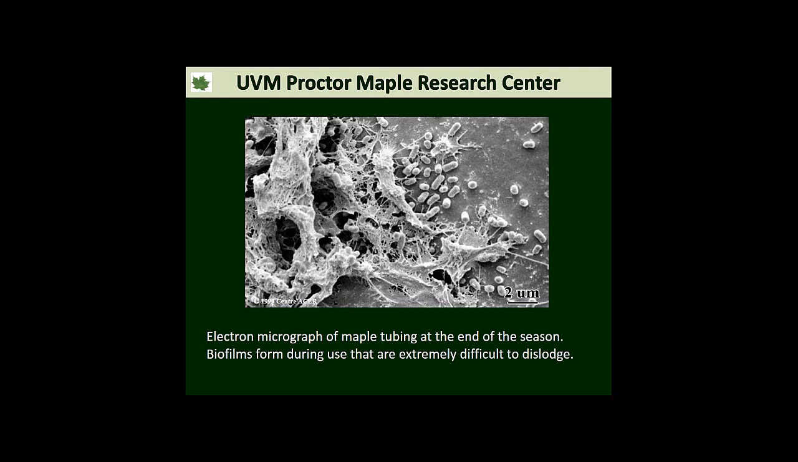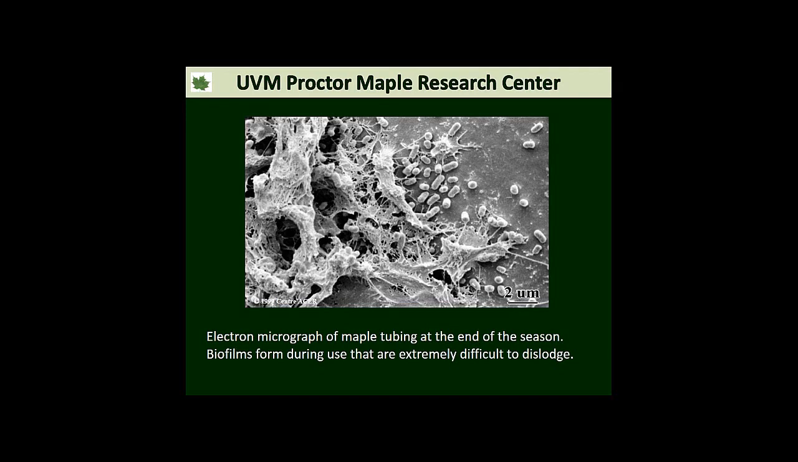Once a tubing system has been used and had sap run through it, you're going to have different types of microbes in them. You can knock their populations down somewhat, but you're never going to get rid of them again unless you take that tubing and autoclave it. And you're not going to do that. Nobody does.